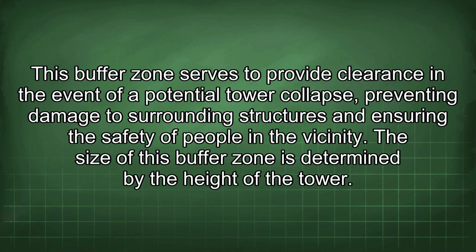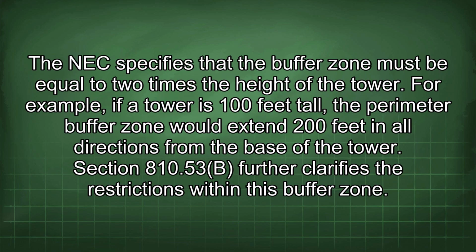The size of this buffer zone is determined by the height of the tower. The NEC specifies that the buffer zone must be equal to 2 times the height of the tower. For example, if a tower is 100 feet tall, the perimeter buffer zone would extend 200 feet in all directions from the base of the tower.